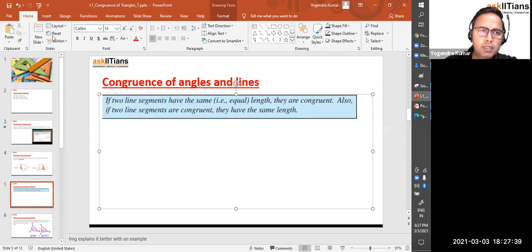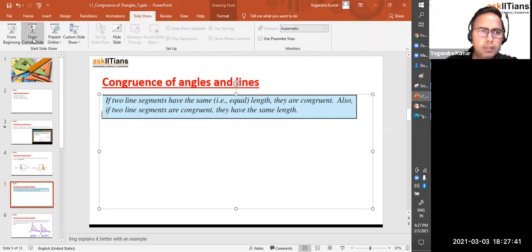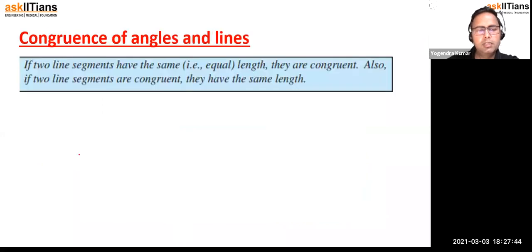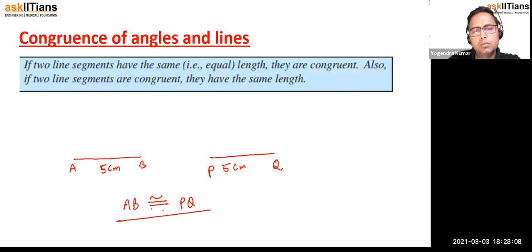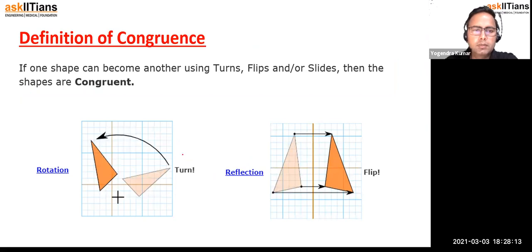So I can make any line segment here, right? I can make a line segment here, which is AB. Let's say 5 centimeter, and there is another line segment which is PQ. This is also 5 centimeter. So line segment AB is congruent to PQ, right? This is the congruency symbol you need to remember. AB line segment is congruent to this, right?